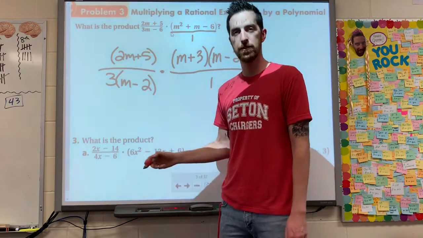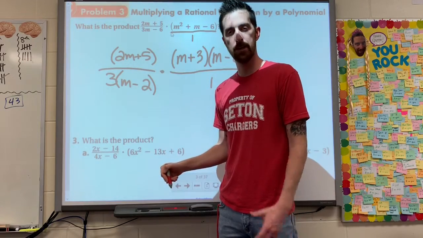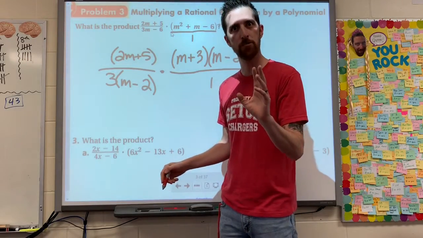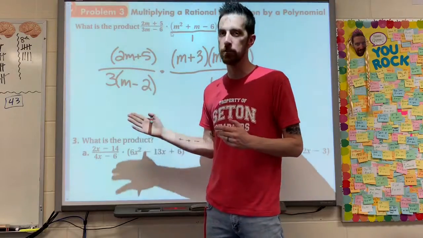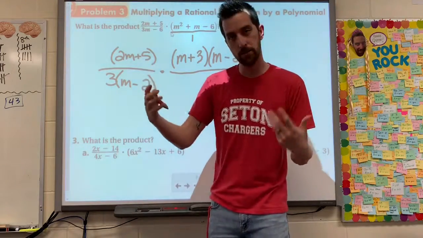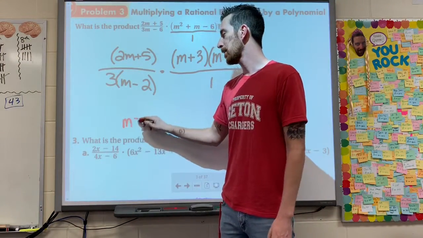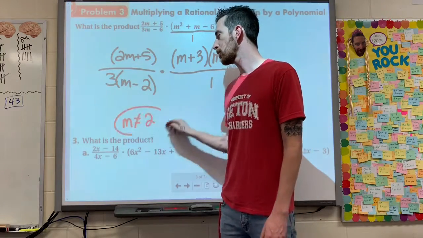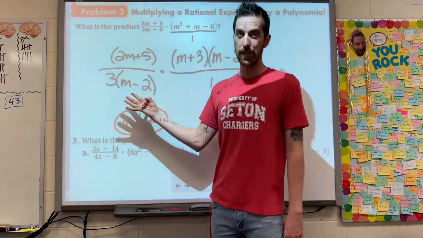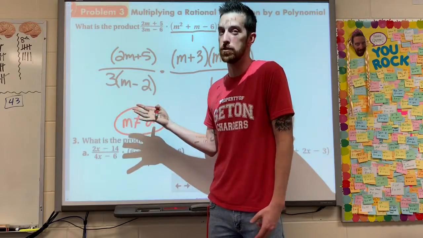Let's get our exclusions. m minus 2 in the denominator. What could m not equal? Remember, we don't want it to equal 0. So if you said m minus 2 equals 0, then you add 2. m cannot equal 2. That's our only exclusion. Even though this is going to get canceled out, you got to go with the original stuff.